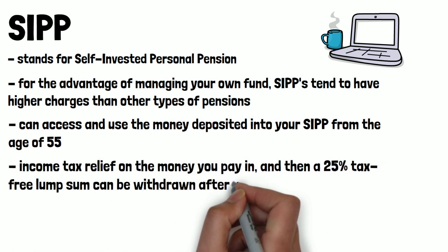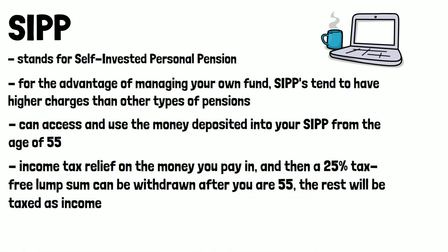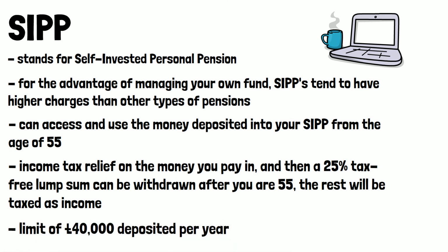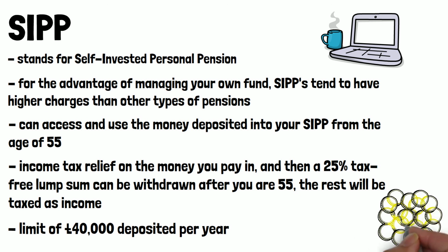The benefits of a SIPP is that you get income tax relief on the money you pay in, and once you are of age, you can withdraw a 25% lump sum tax-free, and the rest will be taxed as income. This can be of great use, especially if you are currently paying tax as a higher rate taxpayer, because once retired, you will be in a lower tax bracket. There is a limit of £40,000 you can deposit into a SIPP per year.